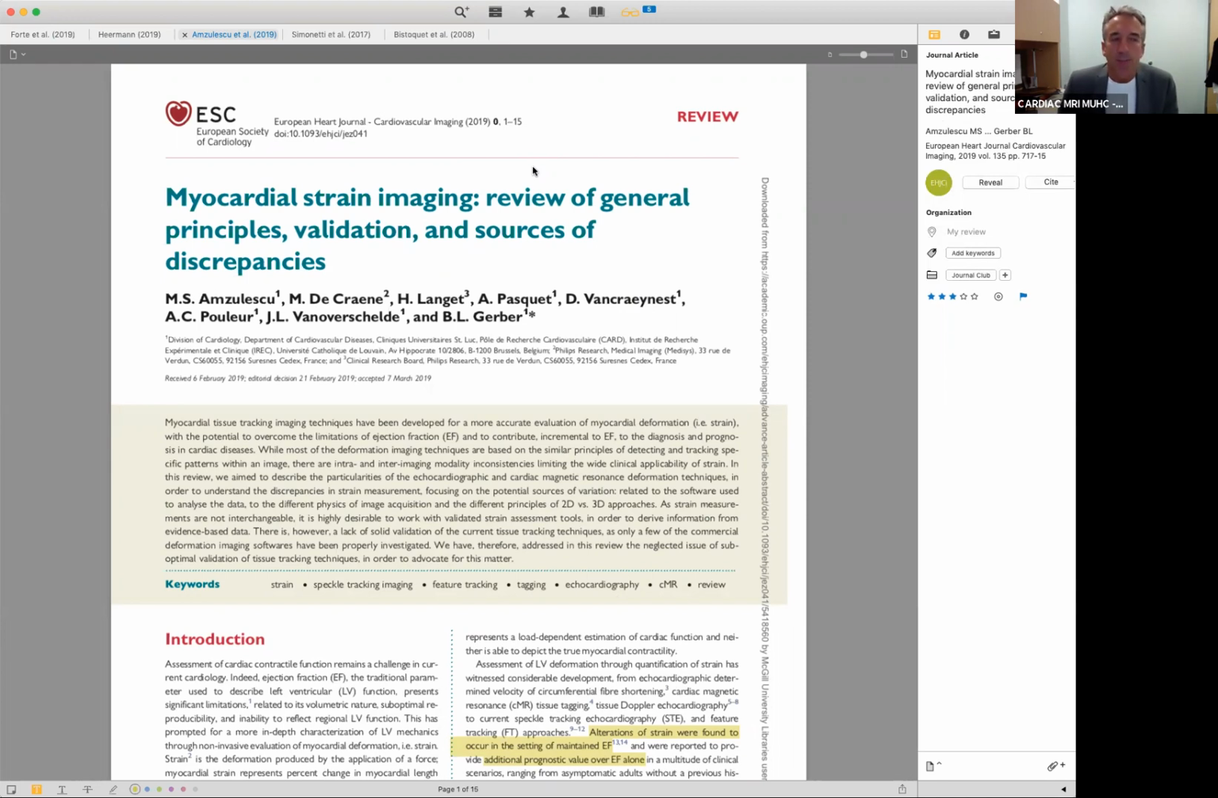So I will go through that paper basically as an introduction to the other paper. This one is a very nice review published this year in the European Heart Journal Cardiovascular Imaging, and it's reviewing the current status of myocardial strain imaging. It's called Myocardial Strain Imaging, Review of General Principles, Validation, and Sources of Discrepancies.